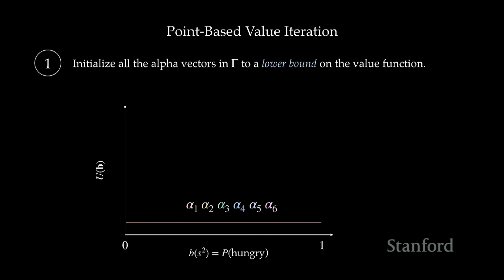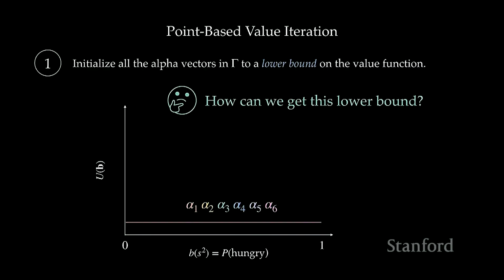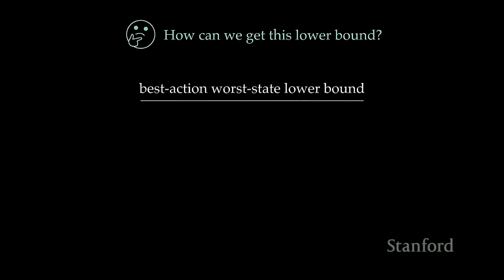Okay, so the first thing that we need to do is initialize all of the alpha vectors in that bag in gamma to a lower bound on the value function. Okay, how do we get a lower bound on the value function? Just basically the opposite of what we were doing before. We can do best action worst state lower bound.